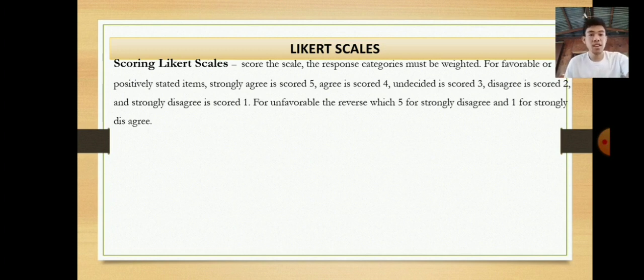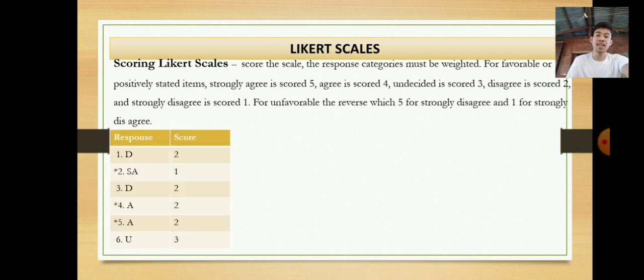So meron tayo, ito yung 6 na responses natin. I-6 na lang natin kasi nga mahirap, para mas madali nating maintindihan. So responses and the score. Sa number 1, which is yung D, which is disagree, nag-score lang siya ng 2 kasi nga positive stated siya. So 5 yung strongly agree, agree is 4, undecided is 3, disagree is 2 sa positive stated item. So 2 lang yung score niya.